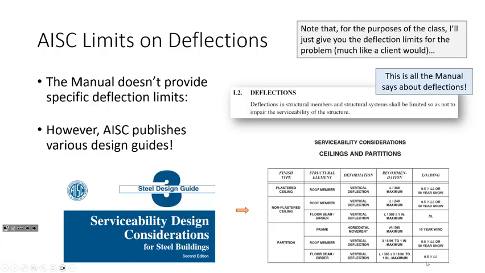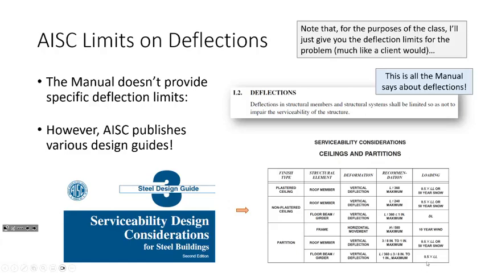Like they just released a new one on speed core systems, which is really cool. Design Guide 3 is the one related to serviceability design considerations. So if you look at your finish type, dependent upon what type of ceiling you have, what type of element you're looking at, you can look up your deflection limits pretty easily. For example, for plastered ceilings, the recommendation is an L over 360 deflection limit, as I mentioned earlier. So you can find these deflection limits pretty easily.